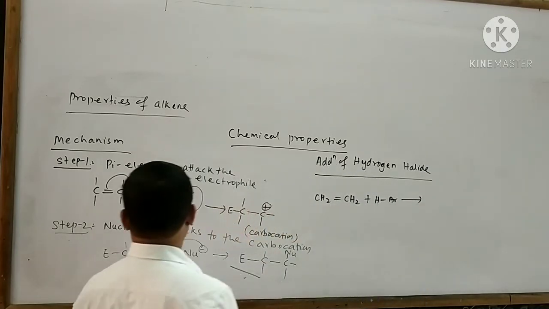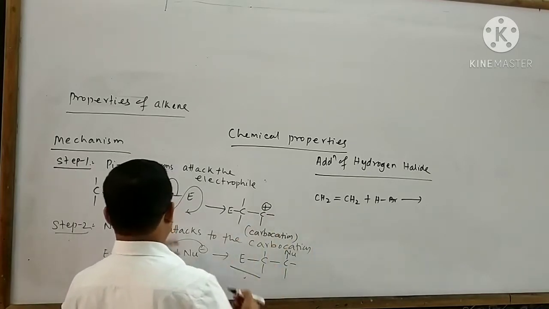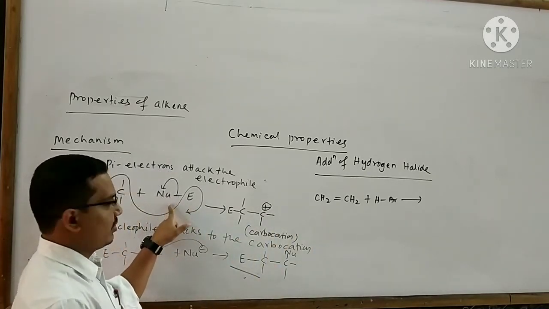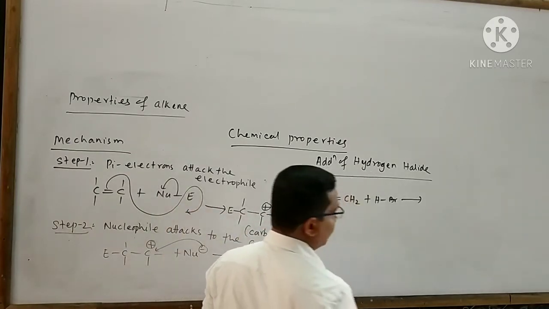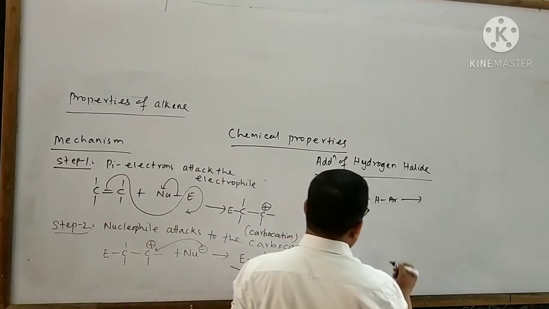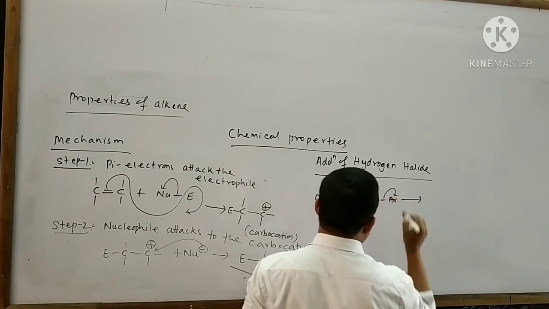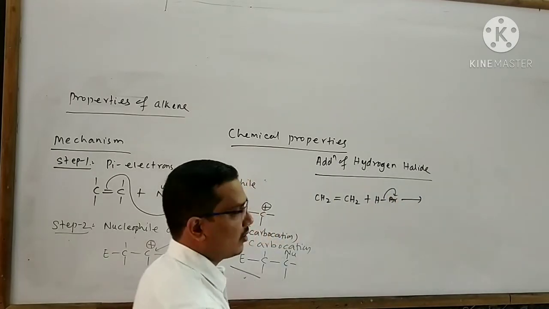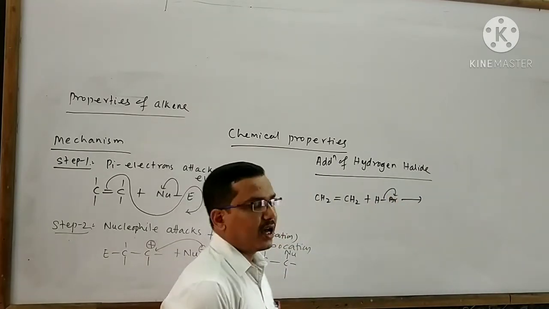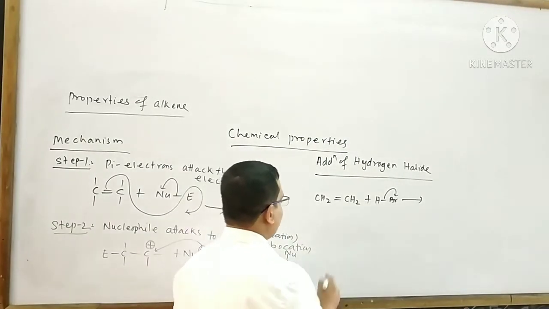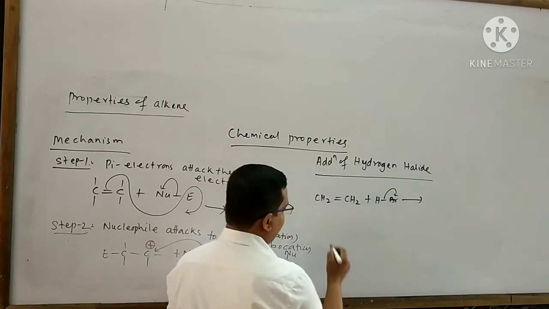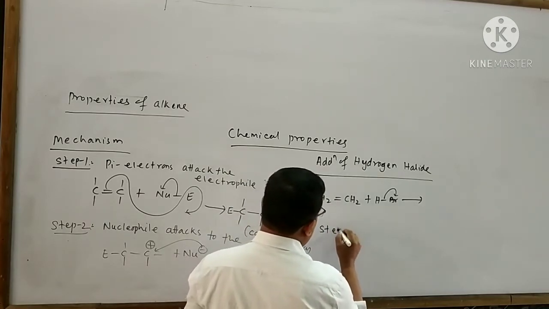Look at that. Here HBr is this part, that means your attacking reagent. And HBr undergoes dissociation. Then what will happen? H plus and Br minus will be formed. That means here H plus is the electrophile and Br minus is the nucleophile. Now I want to draw the mechanism of this reaction.